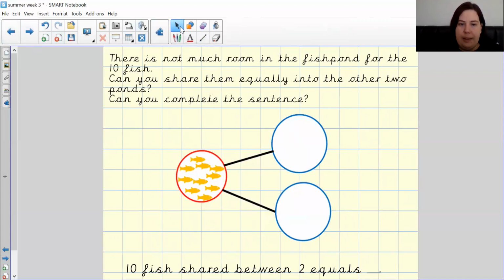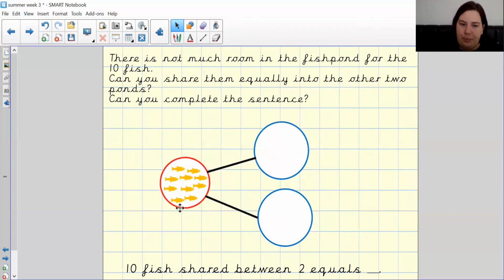So now we are going to use our part whole, which I asked you to make at the beginning of the lesson. So there are some fish in a pond, but there's not enough space. As you can see, they're very crowded. So what they want us to do is to share them into 2 new ponds. So I have my whole amount and I'm going to put it into my 2 parts because I'm making 2 equal groups. Okay, so 10 fish shared between 2 equals, we'll find out.